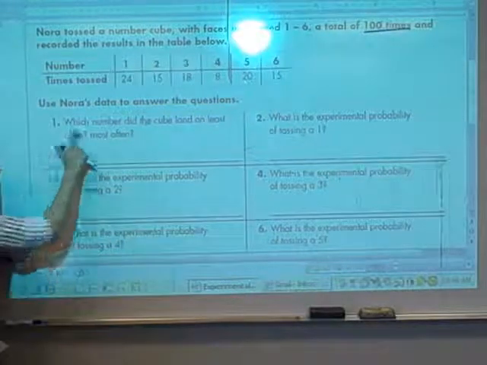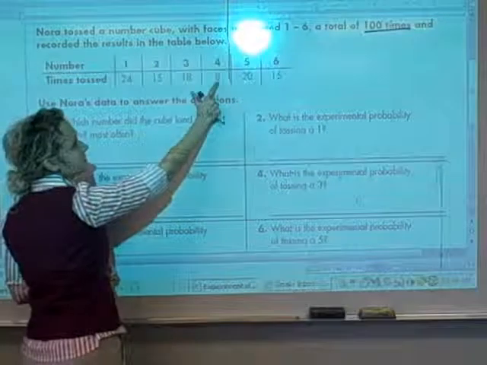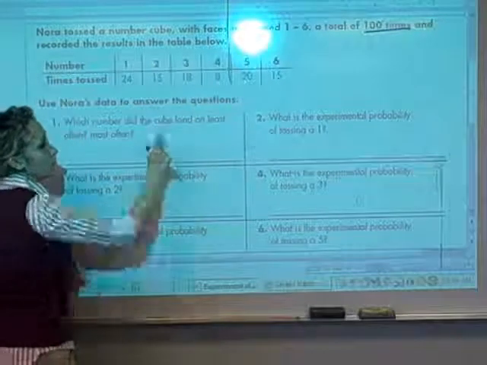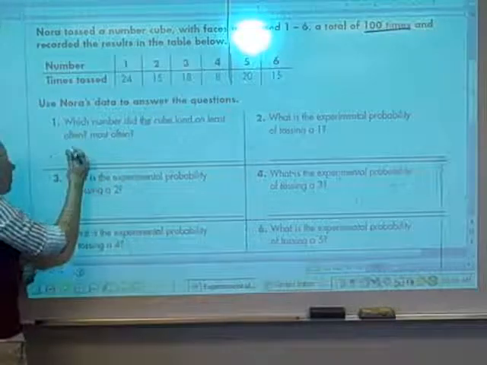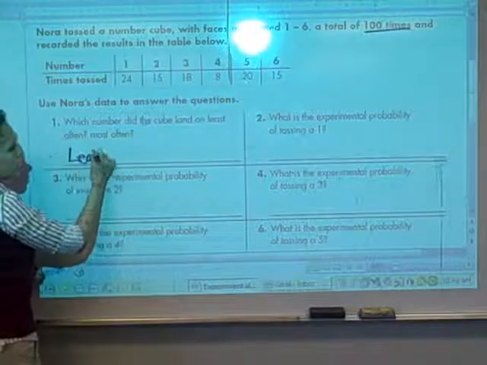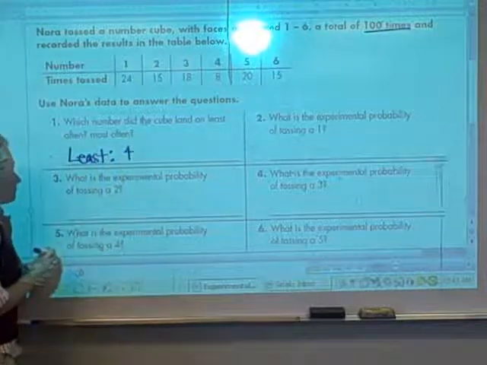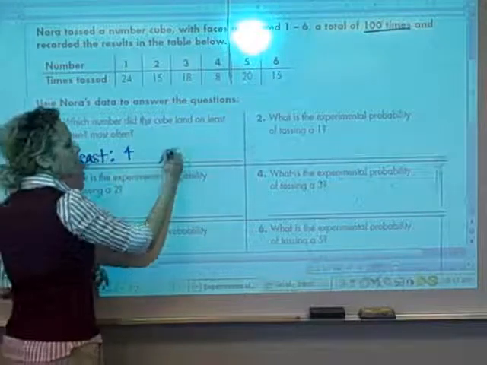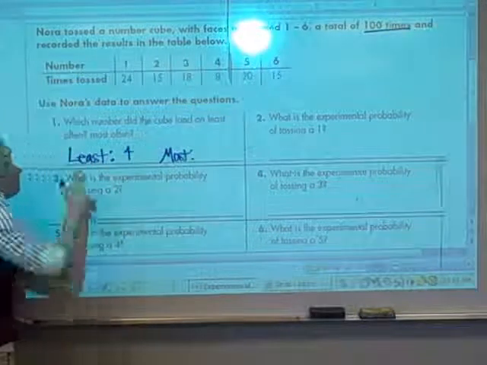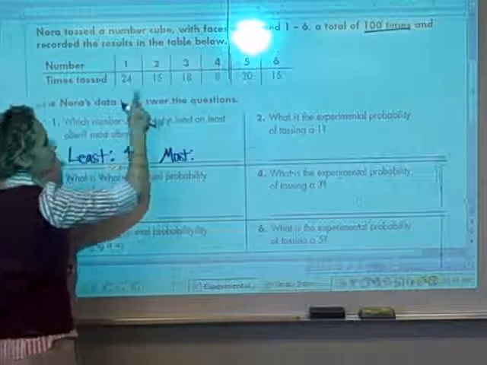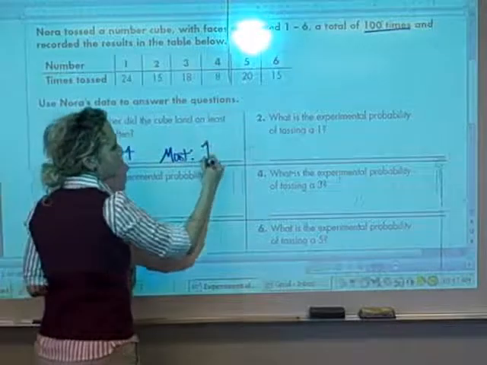So let's see, least often, I'm going to look in the times toss and try to find the smallest number in here. And the smallest one I see is 8, and 8 goes with the 4. So I know that what I rolled least often was 4. Then what I rolled most often, let's see, for the biggest, I'm going to look for the biggest number here. I see the biggest number was 24, so that's the most often.